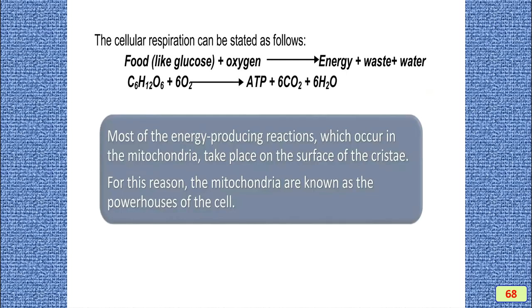So these are the cellular respiration functions. Food like glucose combines with oxygen, then energy is released, and waste products and also water are generated, whereas the glucose combines with six oxygen molecules to form ATP. Then, apart from this, the unwanted product that is not required by the body, carbon dioxide, will also be produced.